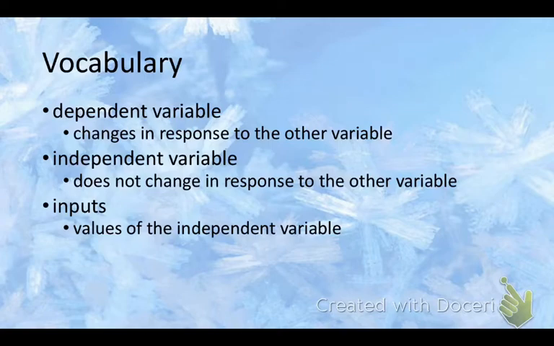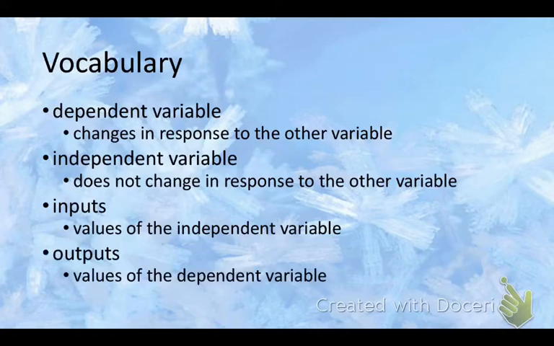Speaking of which, the inputs and the outputs are coming next. Inputs are values of the independent variable. Inputs are something that we can plug into the equation, and we can choose a number to use for that. It is independent, you can choose anything, and the output is the value of the dependent variable after we have plugged in something for the input or the independent variable. So independent variable and inputs are related, and output and dependent variable are related.